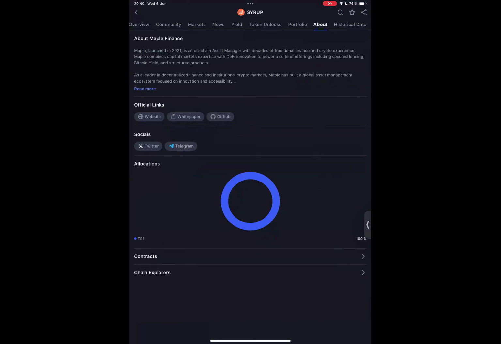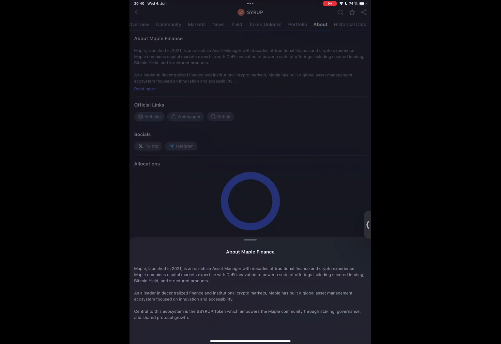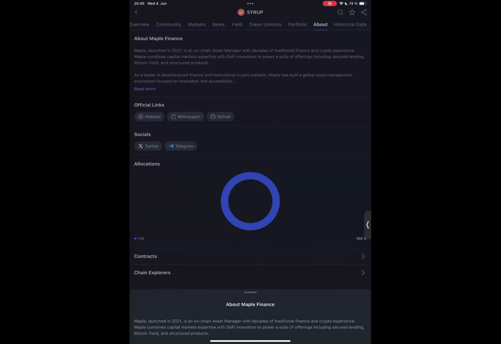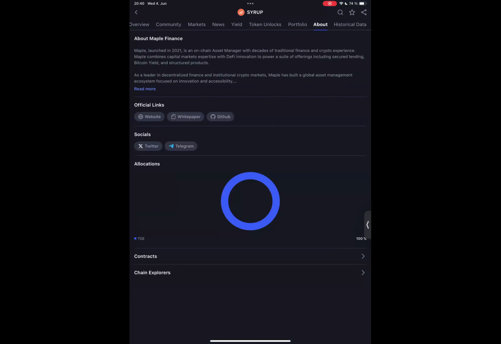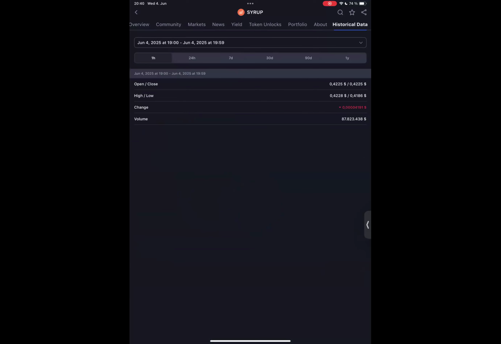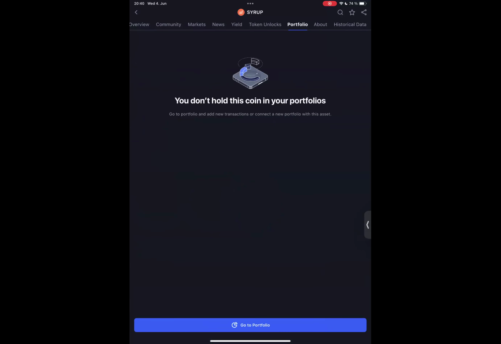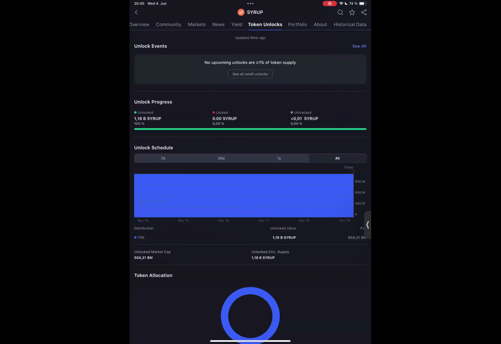Oh, okay. So it has been there for long. Just that now the exchanges have added it, or RoyalQ has added it, because Maple launched in 2021. It's an on-chain asset manager with decades of traditional finance experience. Okay. So you see more about the coin, and the historical data if there is one. Portfolio. Okay, I don't have any portfolio here.